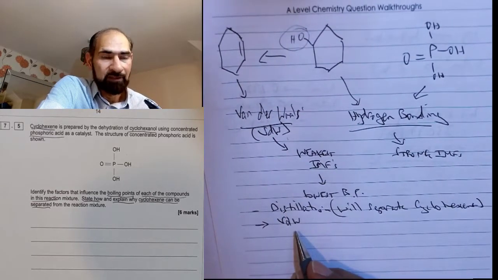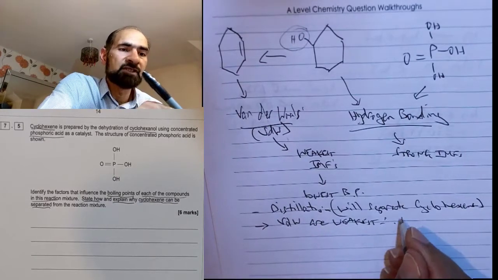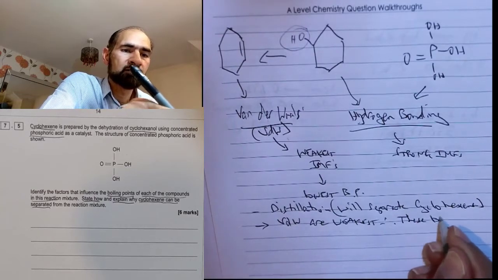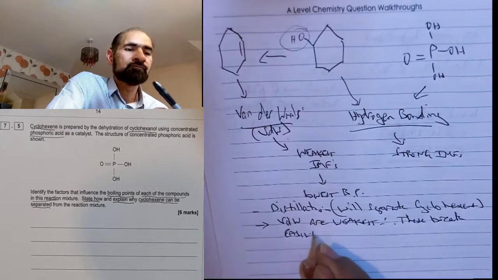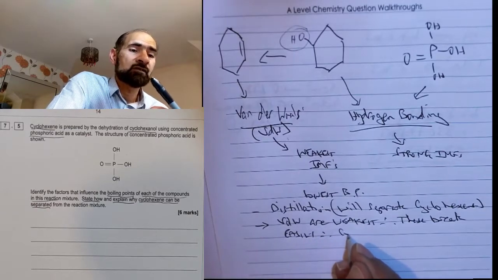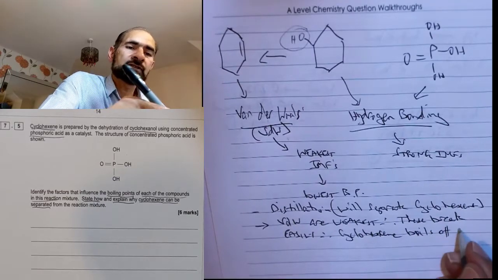So VDW, van der Waals forces, are the weakest. Therefore, these break easily, and therefore cyclohexene boils off first.